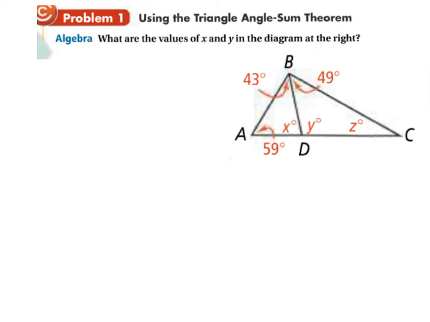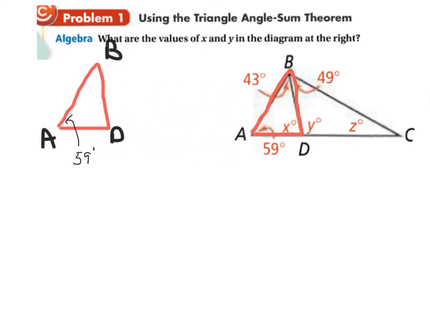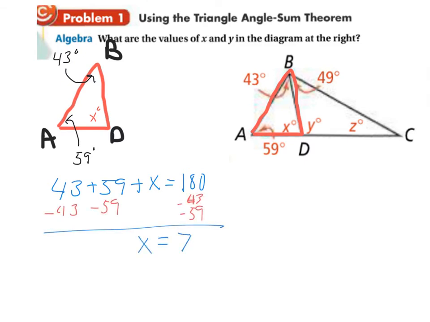So let's look at triangle ABD, this triangle right here. And let's pull it out so we can look at it a little bit better. In order to find X, we know that the sum of these three angles has to be equal to 180 degrees. So we get the statement 43 plus 59 plus X equals 180 degrees, and now we can solve for X. We should get X is equal to 78. So X is 78 degrees.